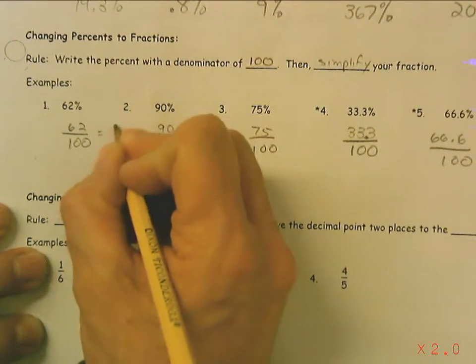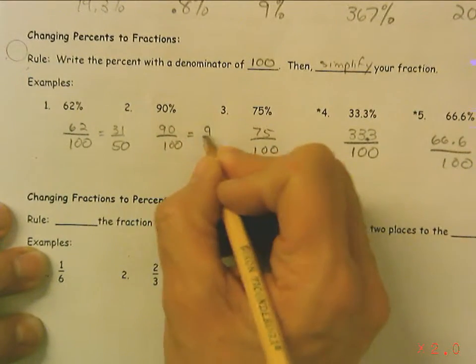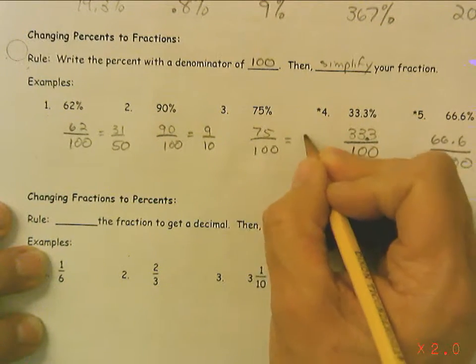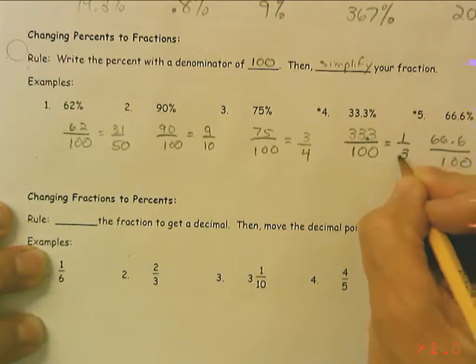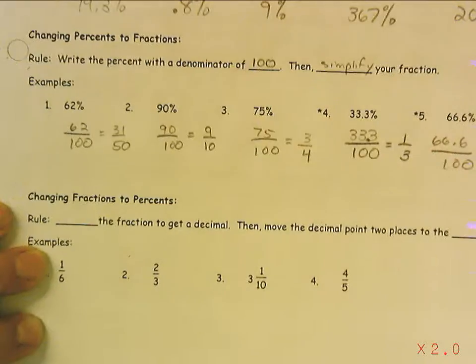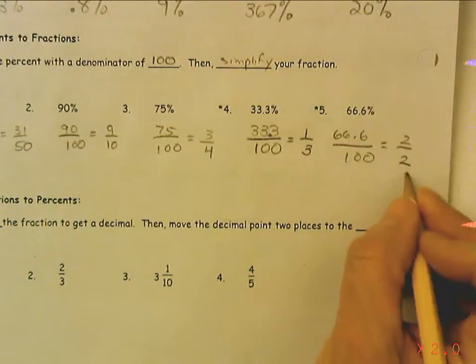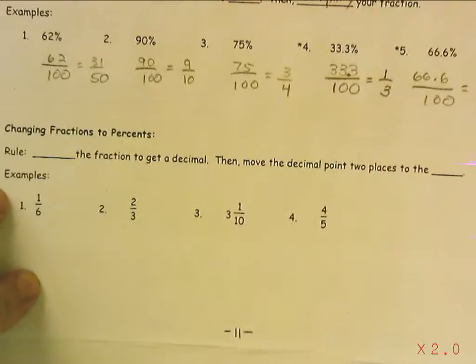And now we simplify them. Well, this becomes 31/50ths if you divide both sides by 2. This becomes 9/10ths if you divide both sides by 10. This becomes 3/4. And this you should have memorized, that 33 1/3% is 1/3, and 66.6% is 2/3. Okay? So 1/3 is 33.3%, 2/3 is 66.6%.